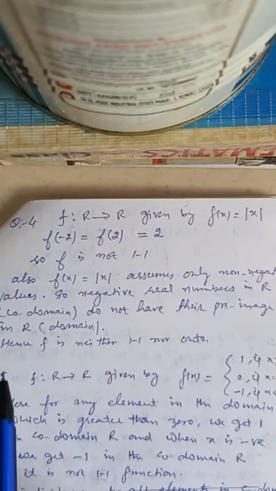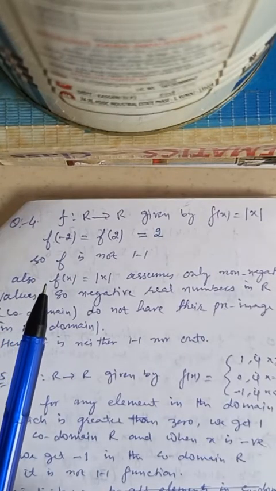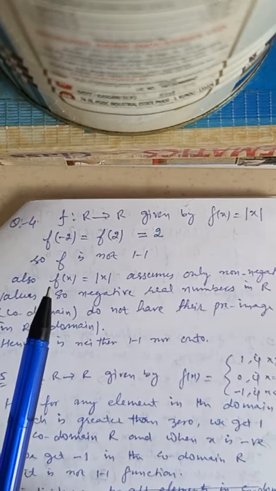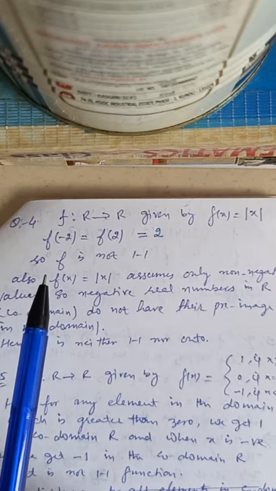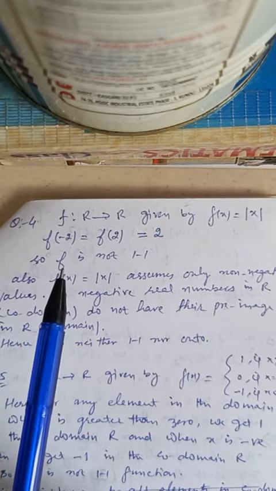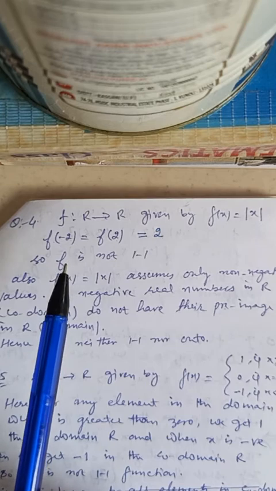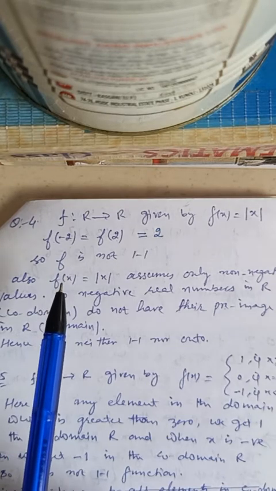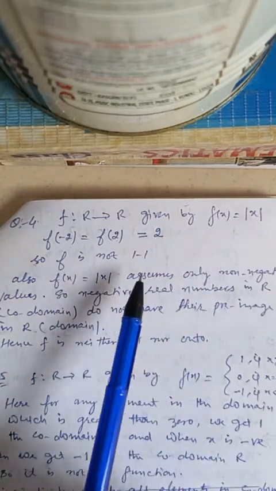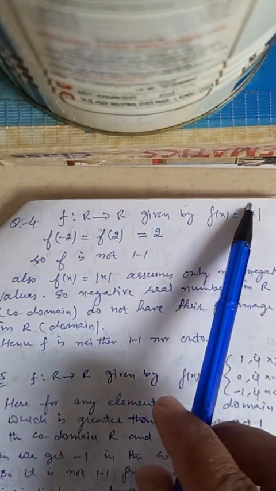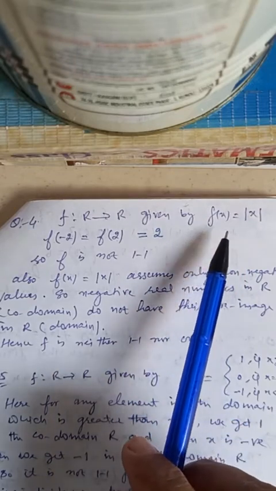Students, it is question number 4 of exercise 1.2, and the question is: show that the modulus function f mapping from R to R given by f(x) = |x| is neither 1-1 nor onto, where |x| is x if x is positive or 0, and |x| is -x if x is negative. This property of the modulus function you people know. So f(x) = |x|. Now |x| means it always gives us the absolute value, positive values.